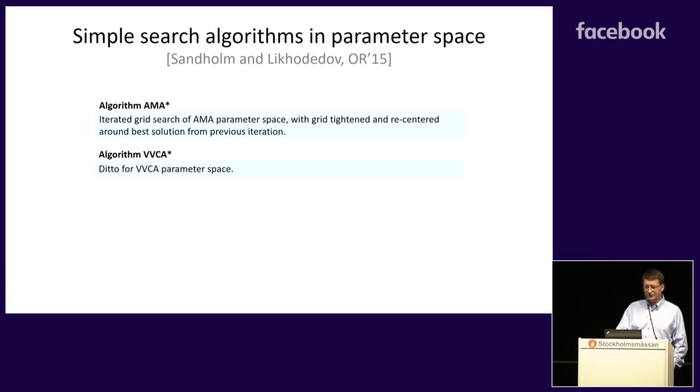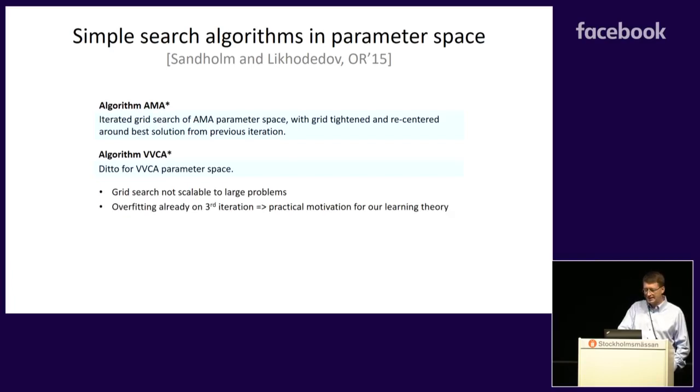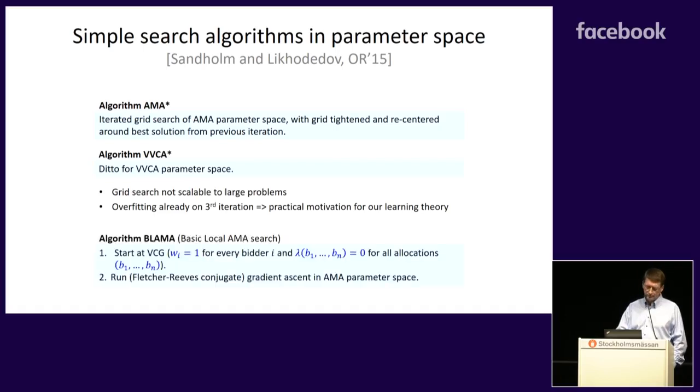VVCA is a similar kind of search, but now in the VVCA parameter space. Of course, the grid search is not scalable to large problems due to the curse of dimensionality. And what we saw is overfitting already on the third iteration. So we were actually getting better and better on the samples, but we were getting worse on the real distribution. So that is one of the motivating practical things we saw that motivates the learning theory that we'll talk about later. And then the basic local AMA search starts at the VCG and then runs gradient ascent in AMA parameter space. We were running Fletcher-Reeves conjugate gradient ascent, but there's nothing magical about that choice.